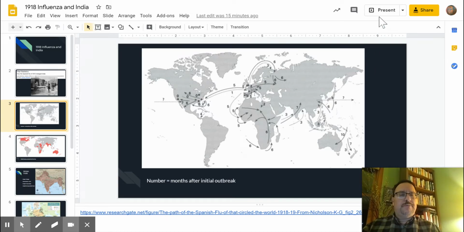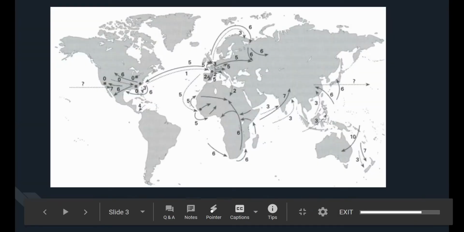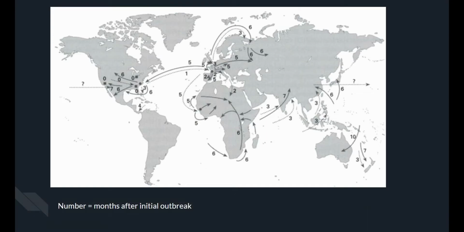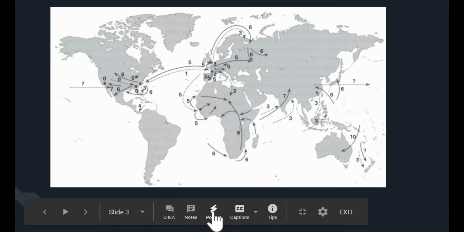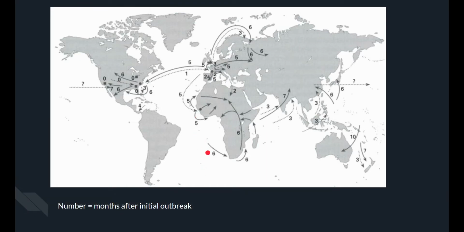Let me show you what's happening here with this map. This will help you to understand the article. Now, this might just look like gibberish at first, so if you want to pause and take a look at it more closely, what this is showing is you can use the numbers to trace the spread of the pandemic.